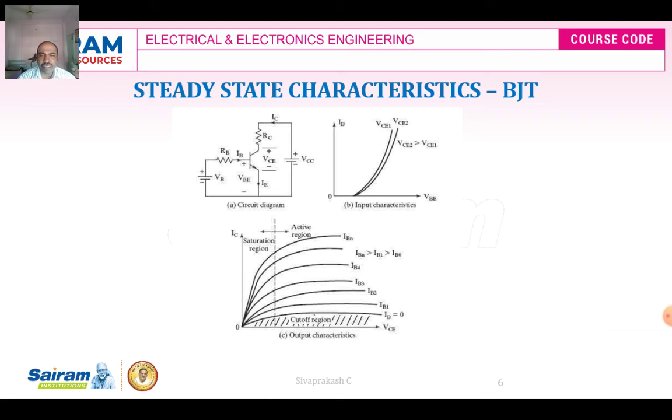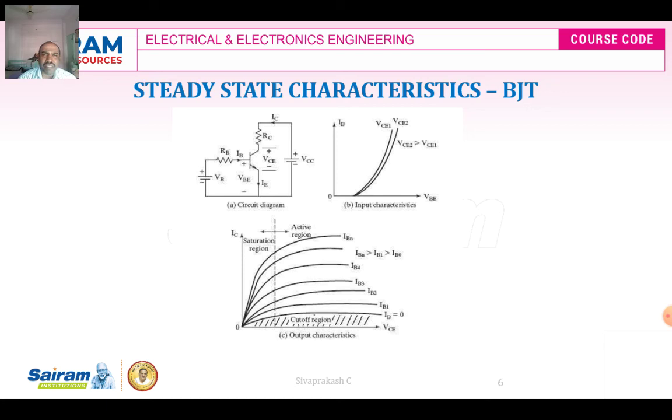Cutoff region is the region where both the junctions are reverse biased. Active region is the region where the emitter base junction, the input junction, is forward biased and the output junction is reverse biased. In the saturation region, both the input junction as well as the output junction are forward biased. If acting as a switch, it can operate between cutoff and saturation region. But this ordinary signal transistor can be used as an amplifier when it is operating in the common emitter configuration.